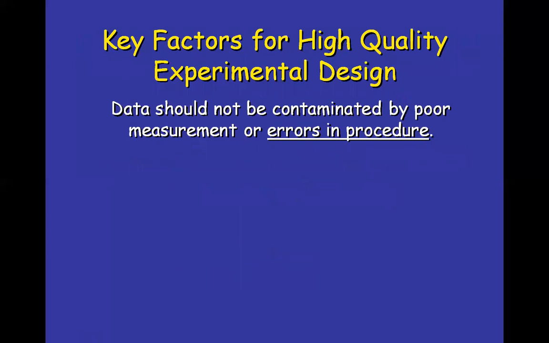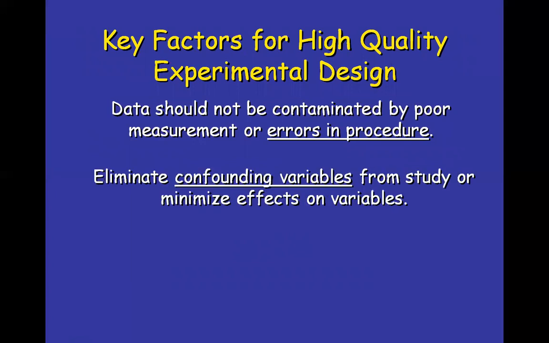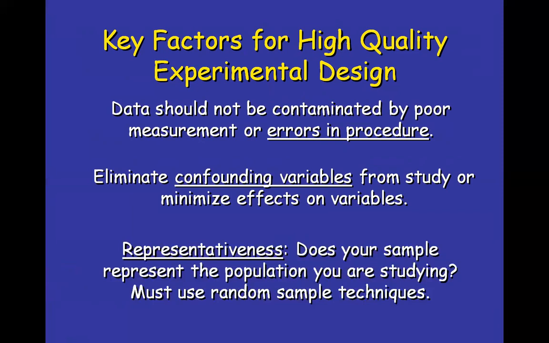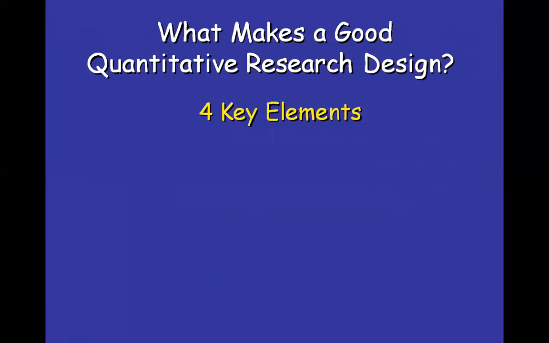Now, when we say we need to define the method, what are the key factors for a high quality experiment design? First and foremost, data should not be contaminated by poor measurements or error in procedure. Second, eliminate the confounding variables from the study or minimize effects on the variable. Confounding means intermixing things. Third, representativeness. Does your sample represent the population you are studying? Must use random sampling techniques.